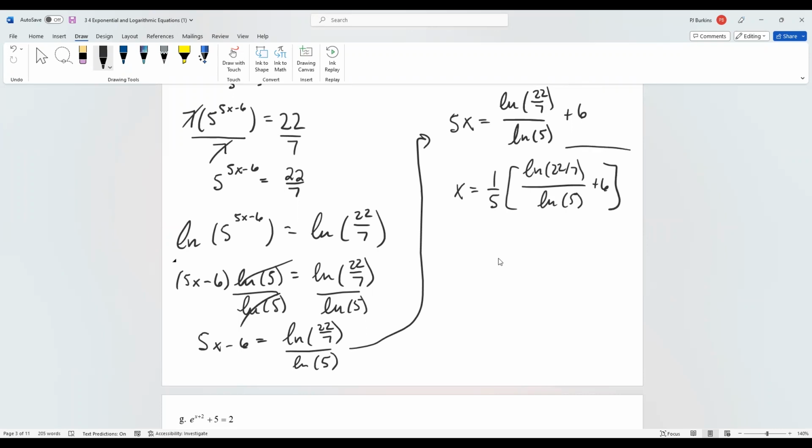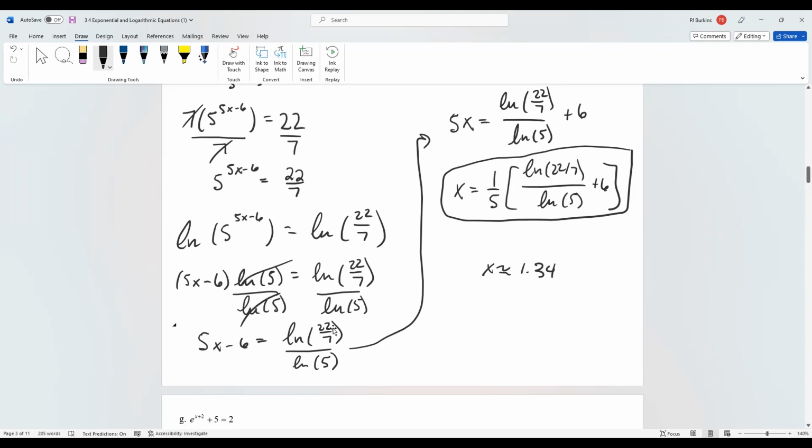And that is my exact answer. And if you like, you can punch that in the calculator. I'll do that quickly. So let's see, 0.2 times the quantity natural log 22 sevenths divided by natural log 5 plus 6. And it looks like the approximation to this is 1.34 and a bunch of other numbers, but let's just truncate it there. All right, so if I ever typically ask you for something, it's going to be the exact answer rather than the approximation.